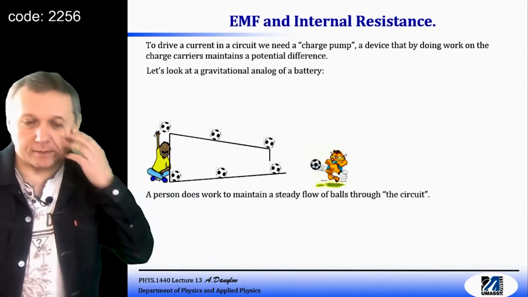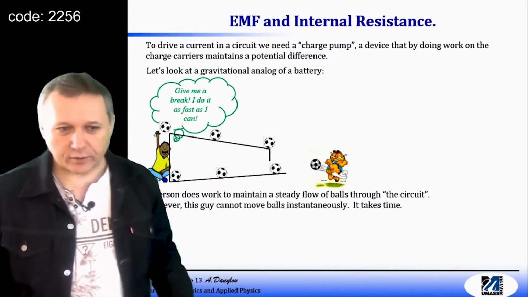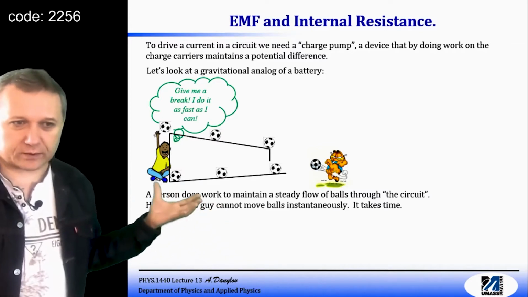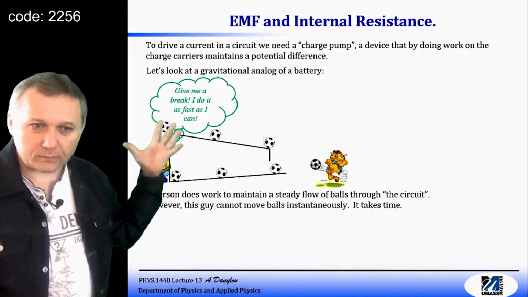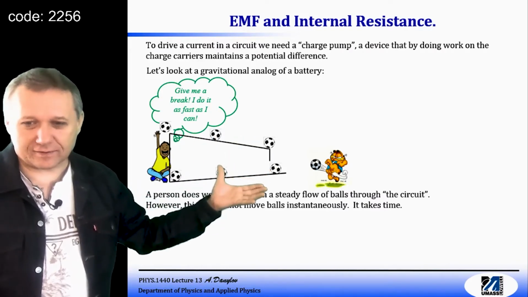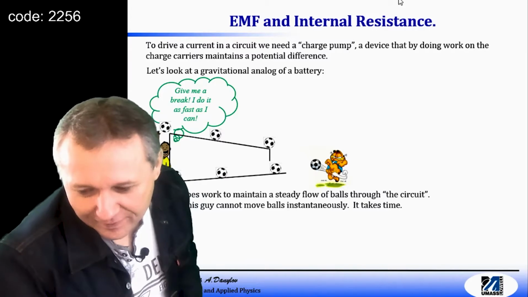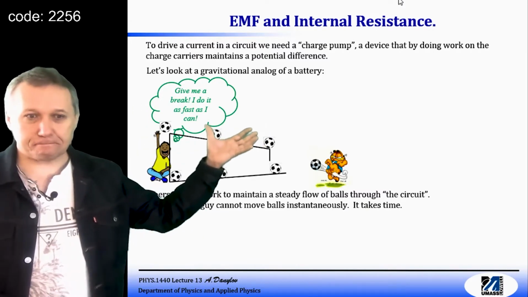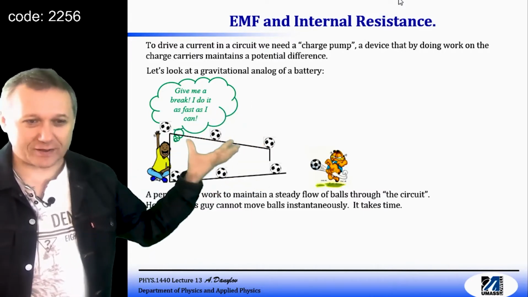So it takes time. That's why I put the sign, give me a break, I do it as fast as I can. And of course, if you, for example, increase the number of balls, again, somebody's mic is on. Noel, can you turn your mic off? Okay, awesome, thank you. So yeah, give me a break, I do it as fast as I can.